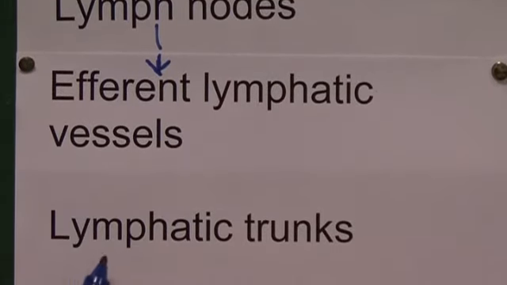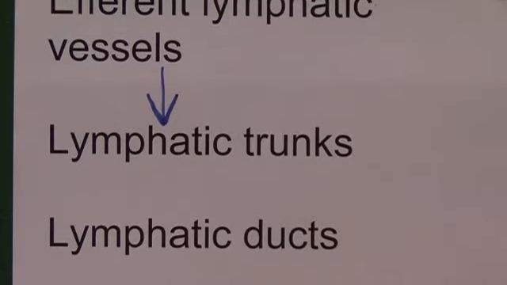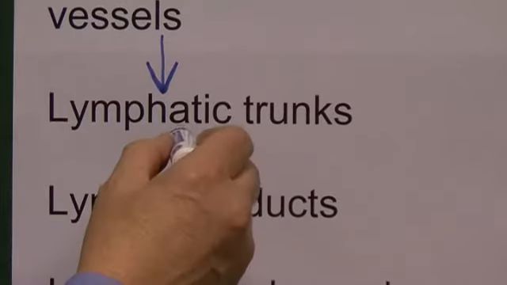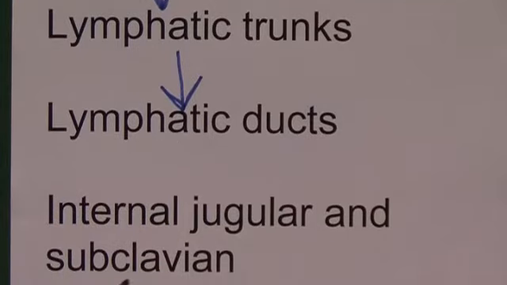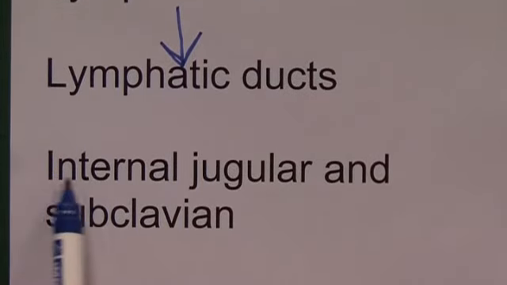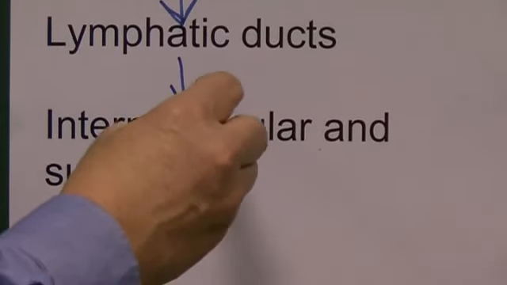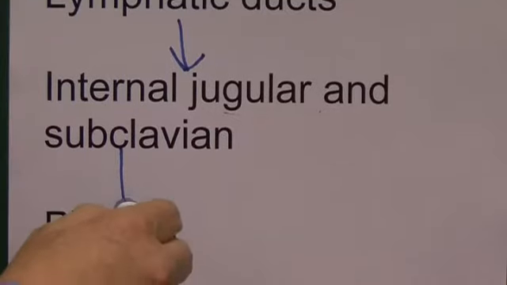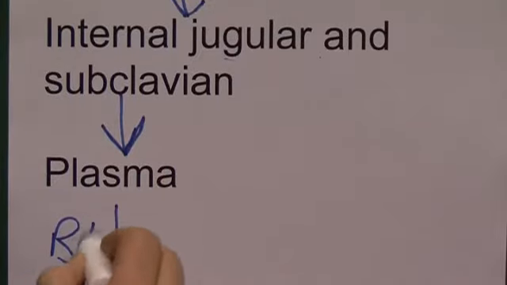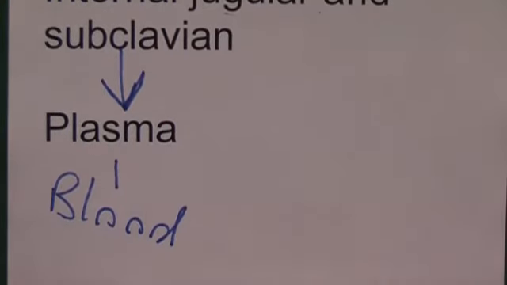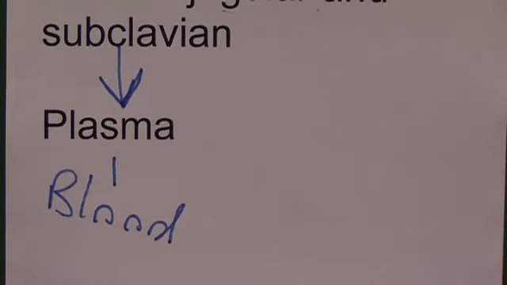And these go into progressively larger lymphatic trunks. Ultimately, there's the right and left lymphatic ducts. And it's the ducts that drain the lymphatic fluid back into the junction between the internal jugular vein and the subclavian vein. And of course that completes the cycle all the way back into the plasma in the blood. A complete circulation of lymphatic fluid from the plasma to the plasma.